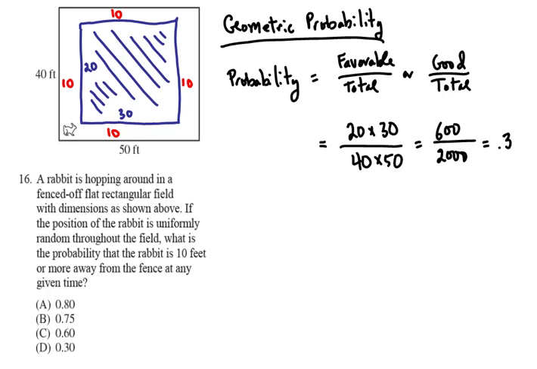All right, so this again is what we call a geometric probability. We're going to find the area of the favorable, where we want the rabbit to be, over the total area that the rabbit could be in. We're going to divide those two and we'll get our answer from that.